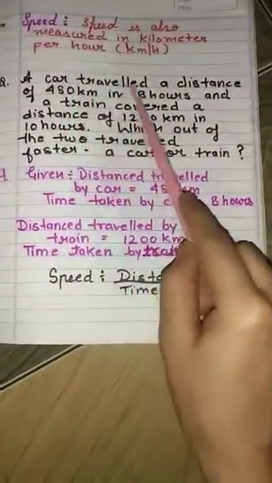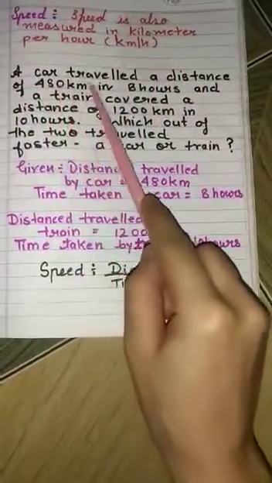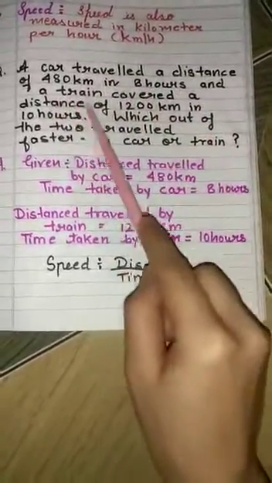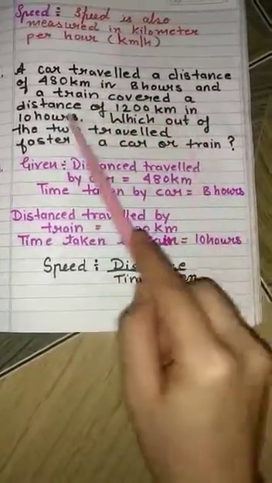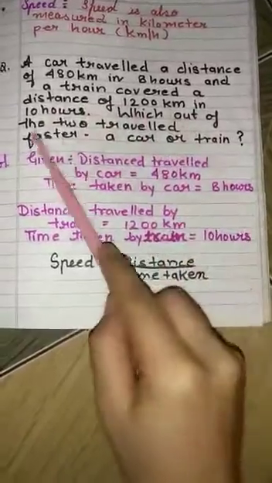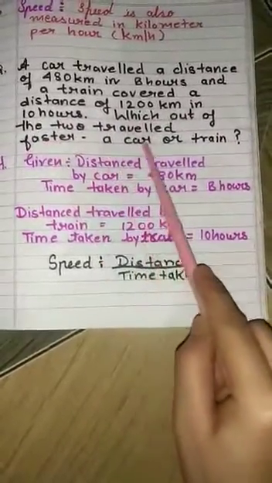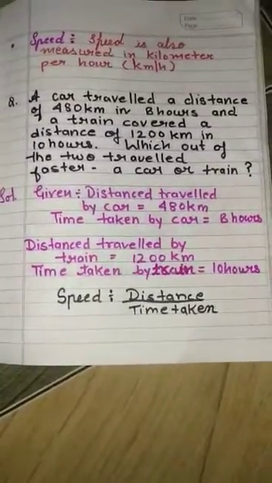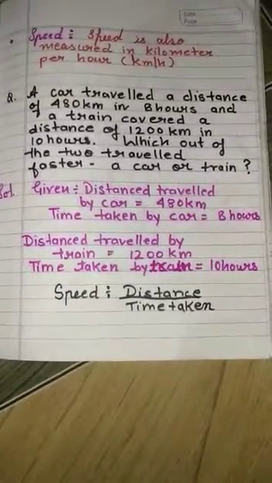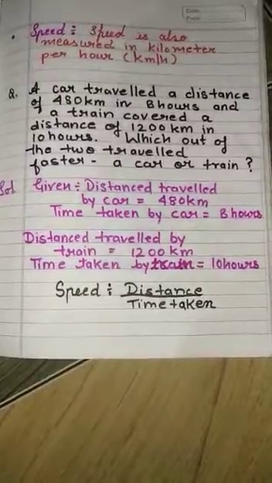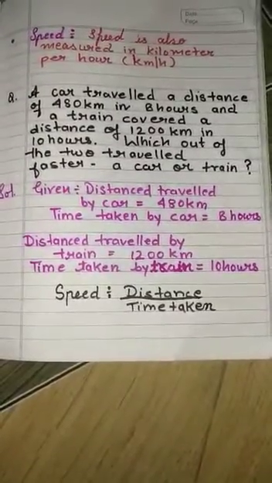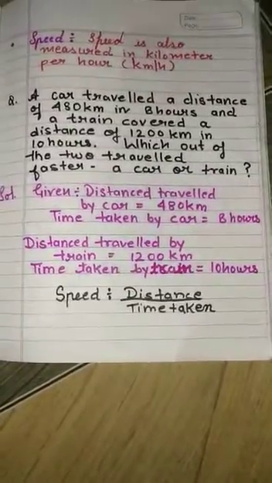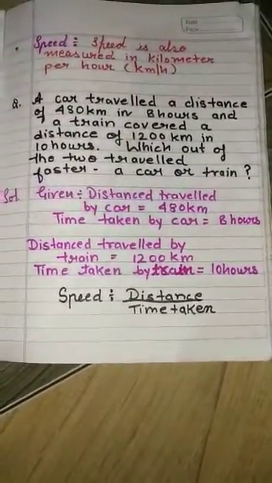A car traveled a distance of 480 km in 8 hours and a train covered a distance of 1200 km in 10 hours. Which of the two traveled faster, the car or the train? As we discussed earlier, speed helps us find which object is in fast motion and which is in slow motion. So we utilize that here in this question. First of all, write the given data.